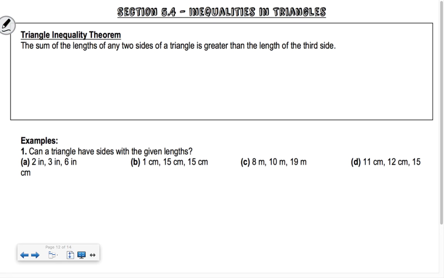So if I have 3 side measurements, and I had 4 and I had 5, what is the range of things that are possible for this third side? It couldn't be bigger than what number, or equal to what number? 9. It has to be definitely smaller than 9. Does that make sense?